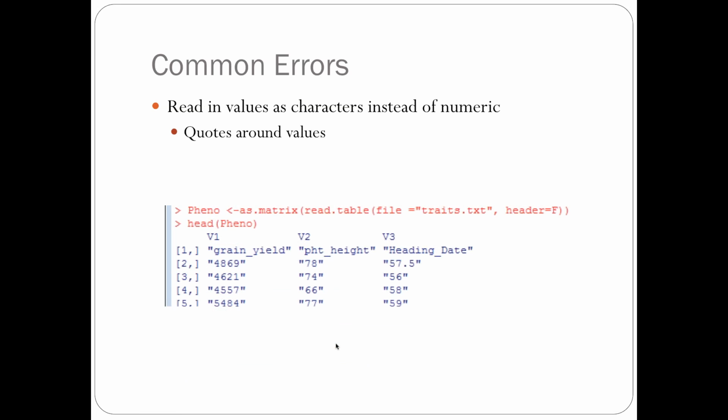So another common error is to read in the values as characters instead of numeric in R. This happened because the header was equal to false. So grain yield and plant height and heading date were read in as characters since they're letters instead of numbers. And this is easy to see because there are quotes around the values. If there are quotes around the values, then it's a character matrix instead of numeric. But you need a numeric matrix in order to run mix.solve. And so to fix this, you would just set the header equal to true. And then the first line would be a number, and it would read in as a numeric matrix.